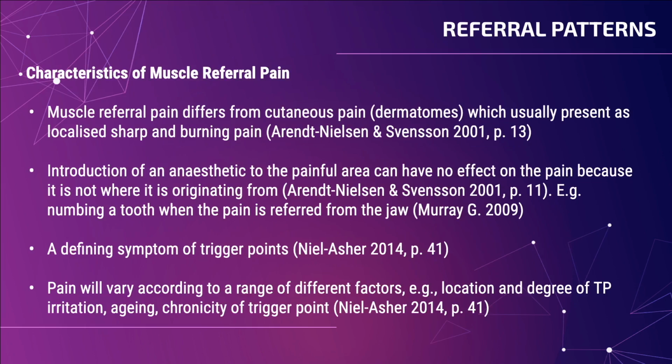The introduction of anesthetic to the painful area can have no effect on the pain because it is not where it is originating from. For example, numbing a tooth when the pain is referred from the jaw. It is a defining symptom of a trigger point, and pain will vary according to a range of different factors. So for example, the location and degree of the trigger point irritation, aging and chronicity of the trigger point. So we can see how this complex mapping system can start to give us all of these different signals that we may not know where they're actually originating from.